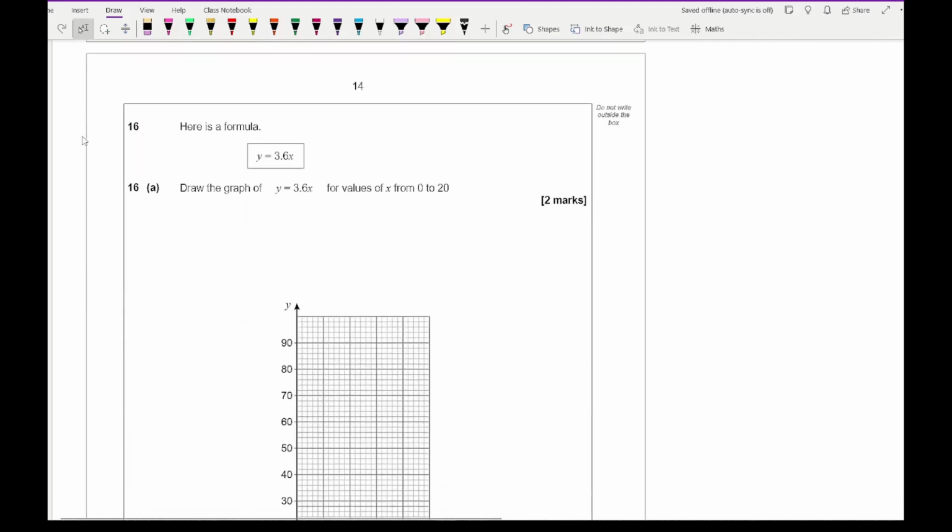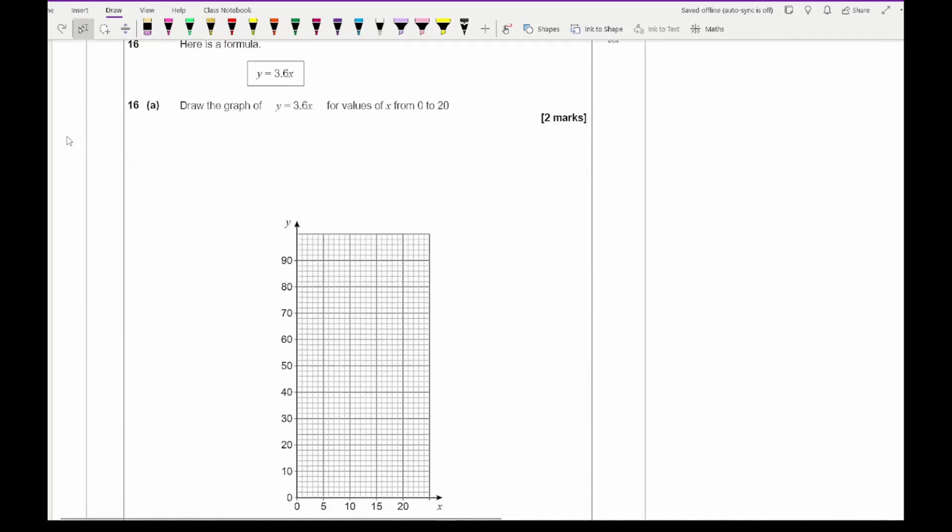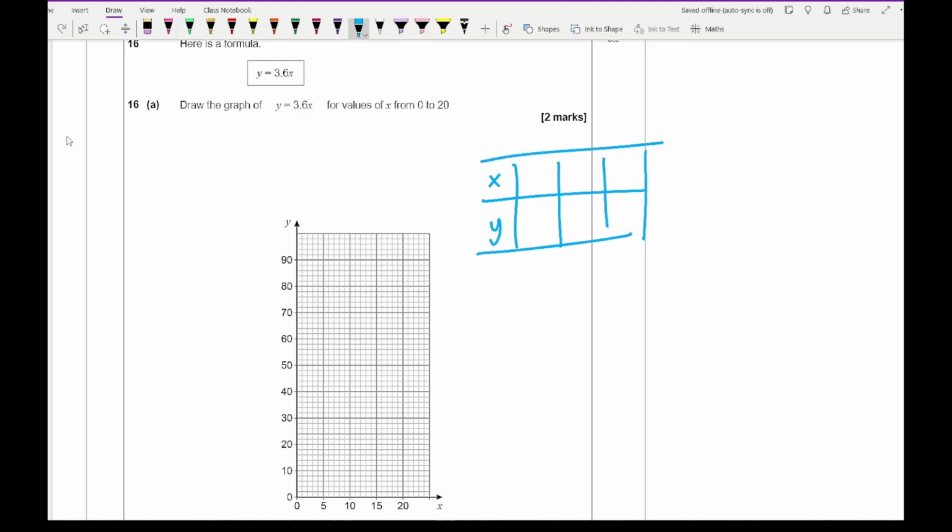Question 16 says, here is a formula, and we've got y equals 3.6x. Draw a graph from the values. Now for this, what we need to do is do a table of values. So here we've got x and we've got y. Now for this, you just need 3 simple points, in which I'm just going to use the first 3.